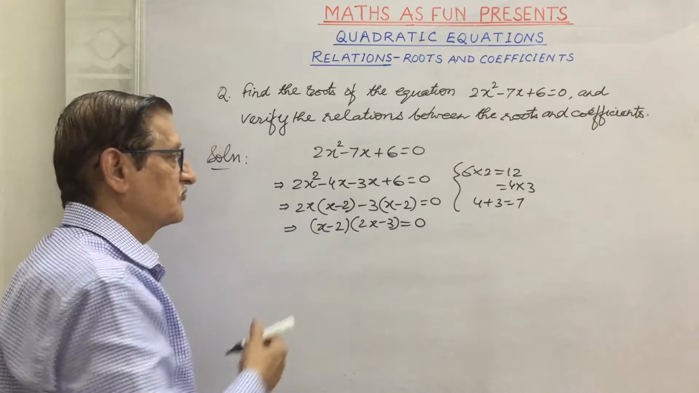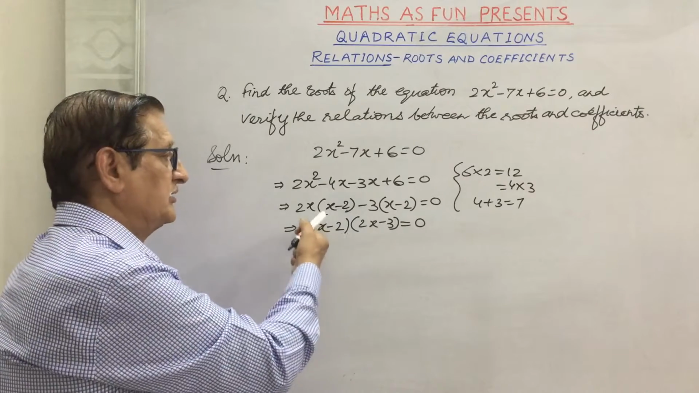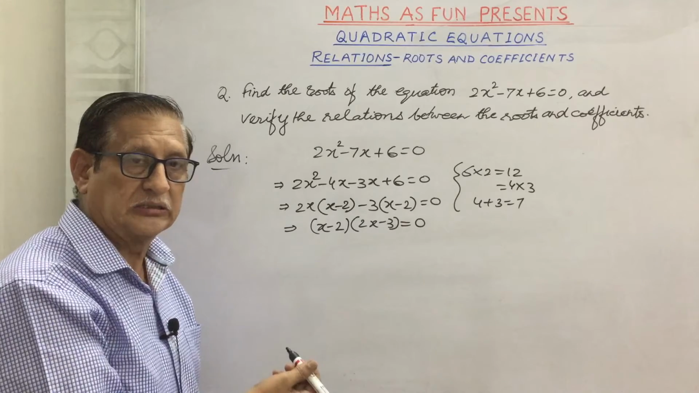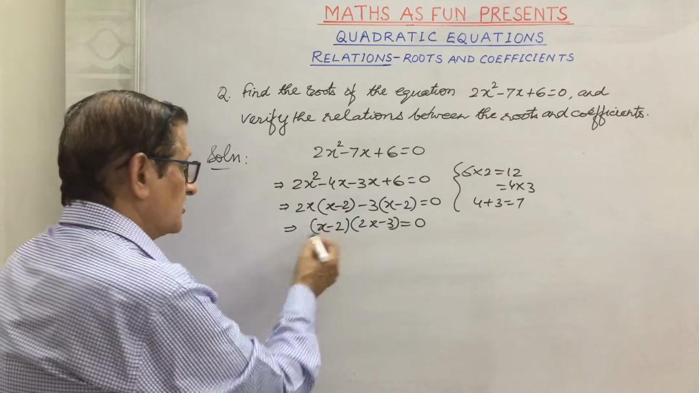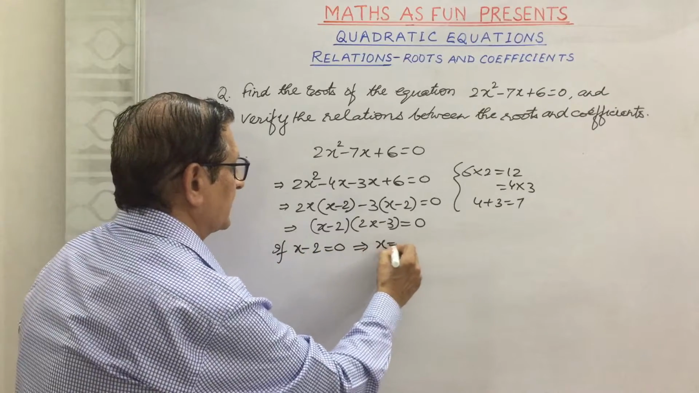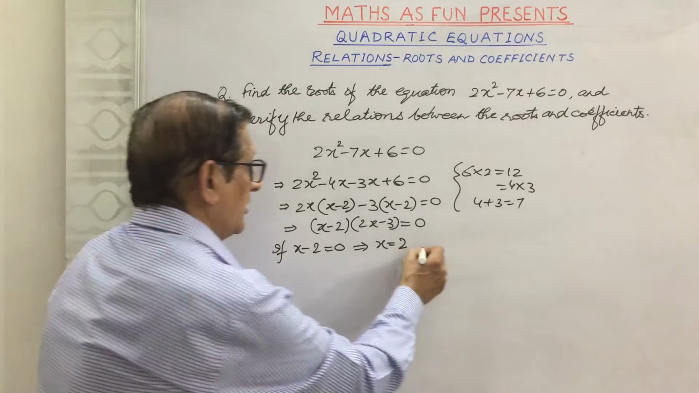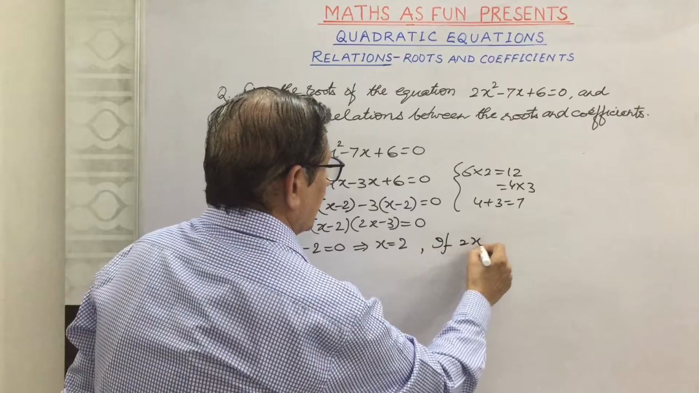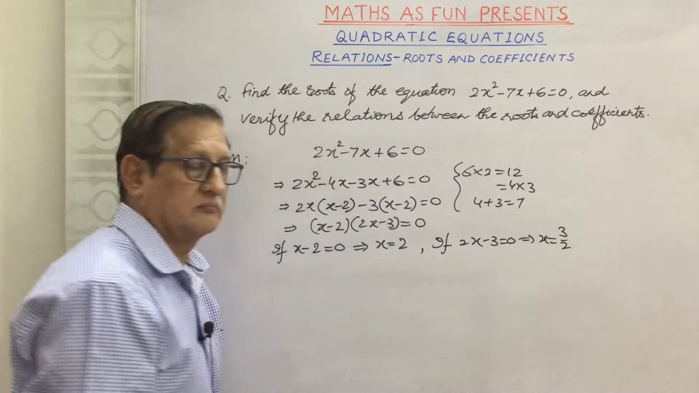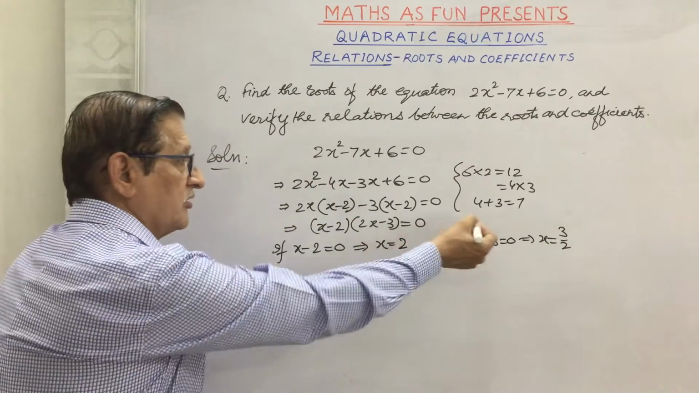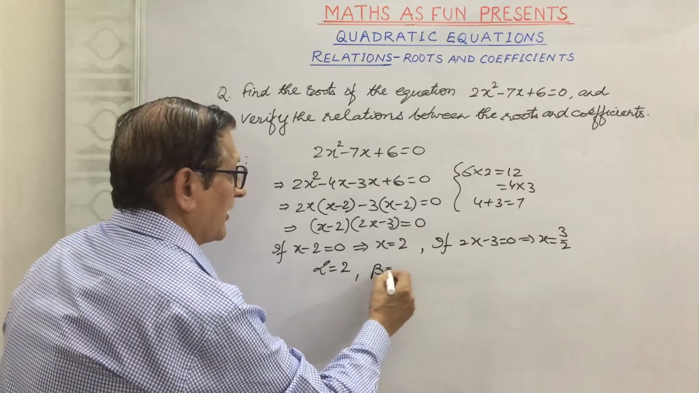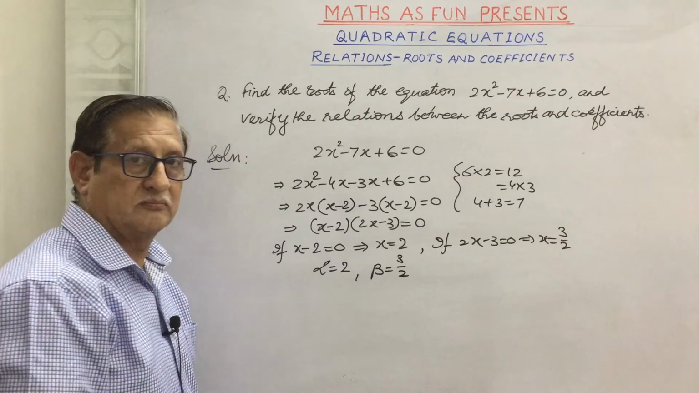Then after finding these factors, we can find the roots by taking each one of them equal to 0, that we have already learnt in the previous videos. So we can take, if x minus 2 equal to 0, this implies that x is equal to 2. If 2x minus 3 equal to 0, this implies x is equal to 3 by 2. So we have got the roots of the equation now. They are alpha is equal to 2 and beta equal to 3 by 2.